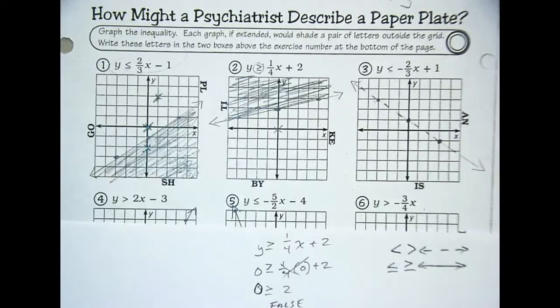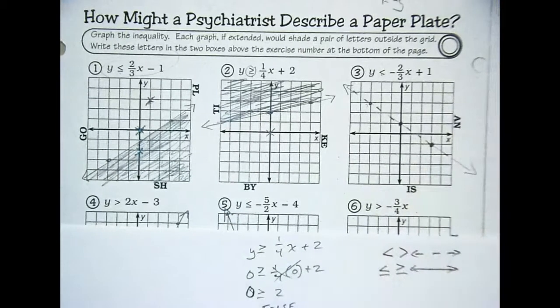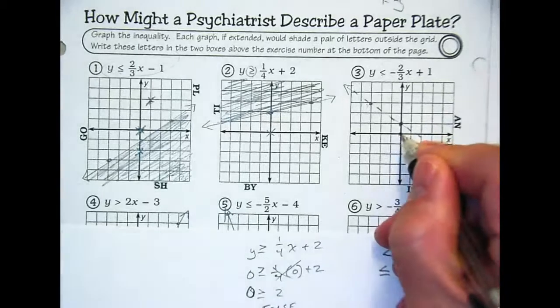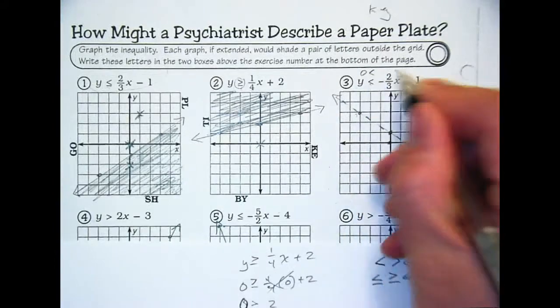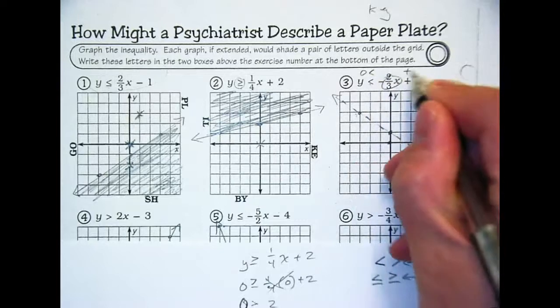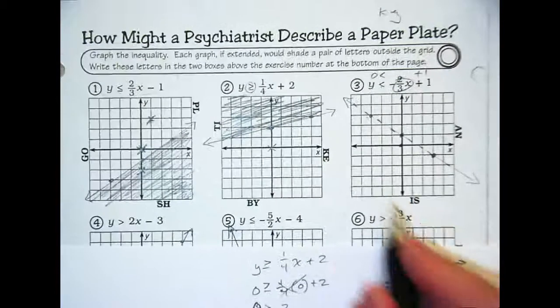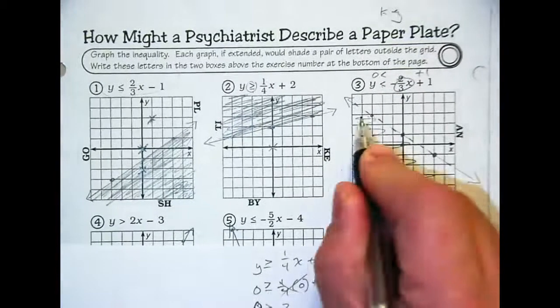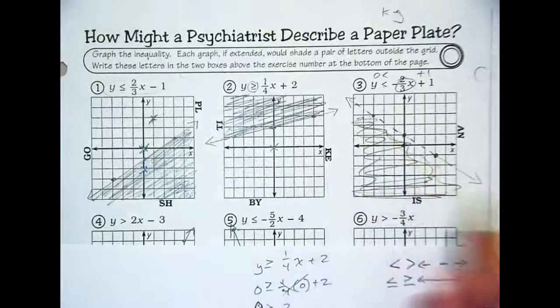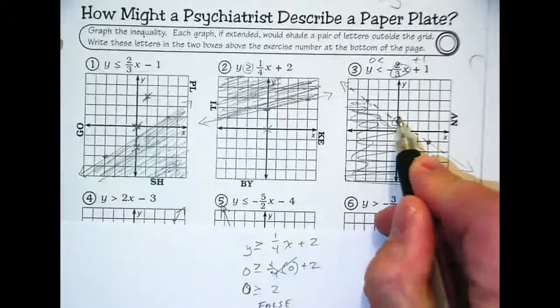All right, what do we think? Shade above or below? Below. So you guys tested 0, 0 and it worked? 0 is less than or equal to, this part's 0 plus 1, less than or equal to 1. That's true, so we shade down here. All right. What if I would have tested this point? Would it work?